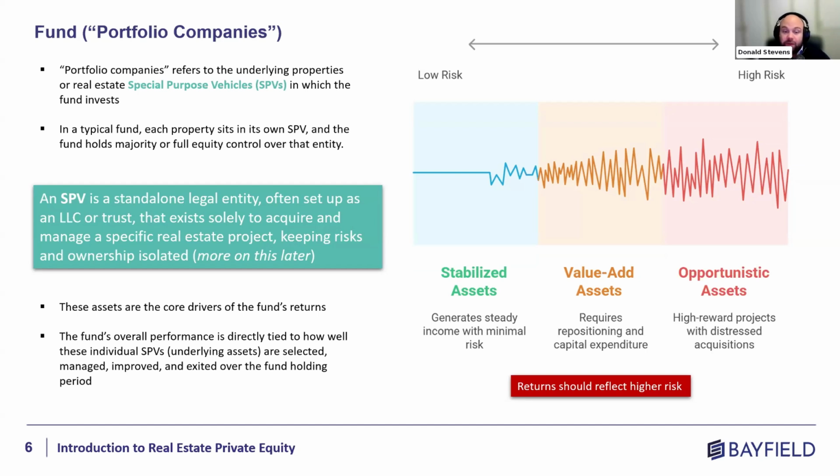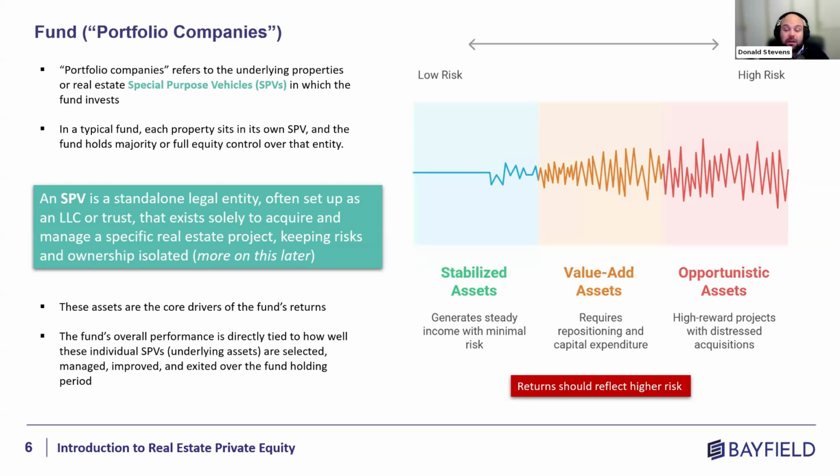Depending on the structure that you've initially decided on. And then these SPVs and the performance of these SPVs effectively gives you your return of the entire fund overall. So an SPV is essentially a standalone wrapper or a legal entity, usually an LLC or a trust. And the whole purpose of it is to acquire and manage that individual asset, but we'll touch a bit more on that later.